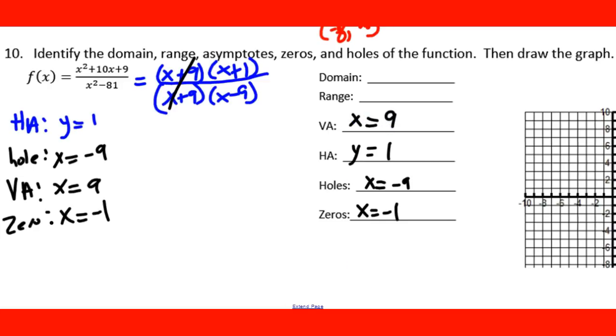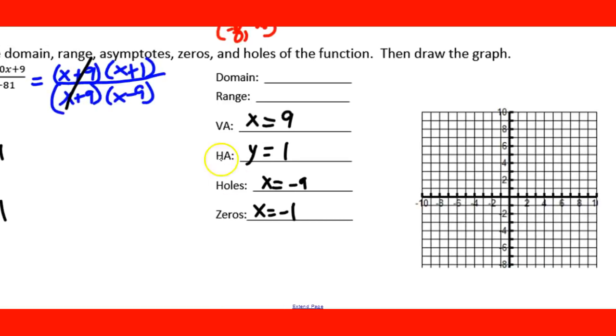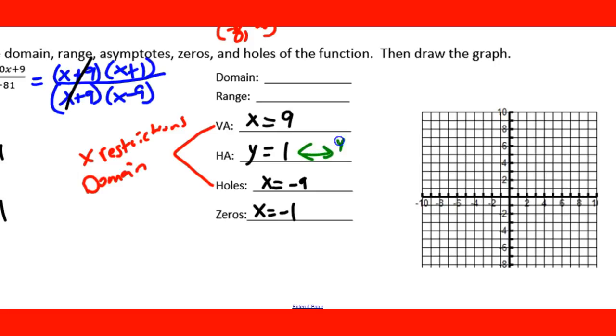Now, domain and range. These are critical points. The main thing to remember, though, is this value here and the vertical asymptote are x restrictions. They affect your domain. And this one is a y restriction for your range, okay? X restriction, y restriction, okay?